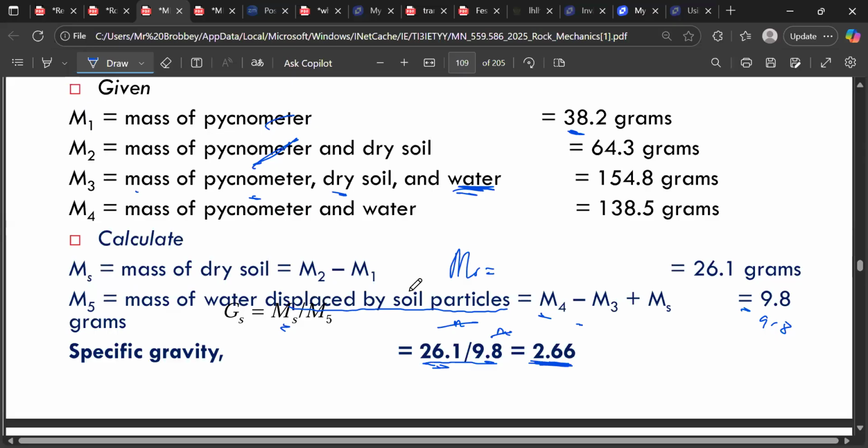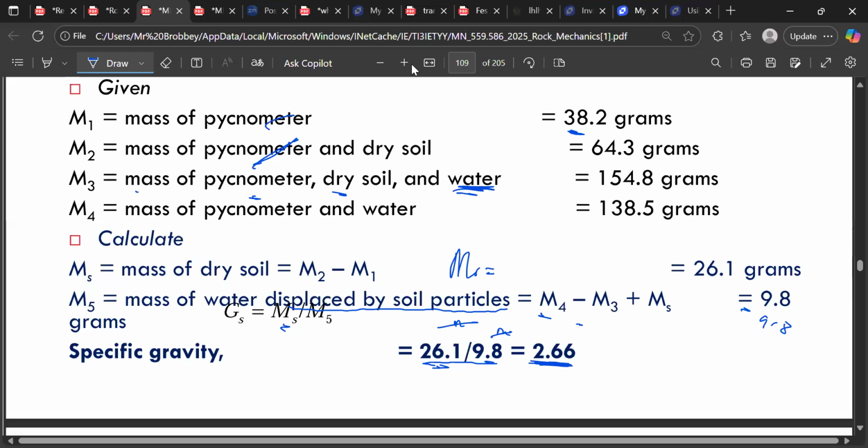Okay, so yes, you are looking for the mass of water displaced by the soil particles. Yes. Okay, I get it now. Now, Mr. Hussein, I wanted my brother to come back again because I don't get his submission.